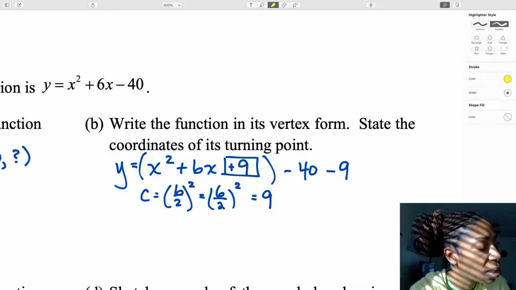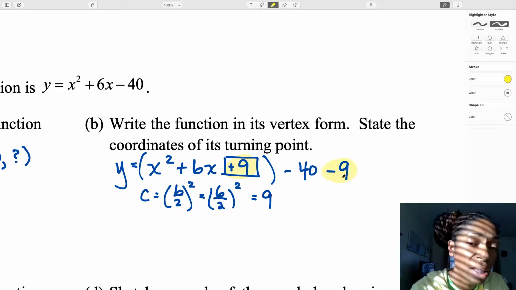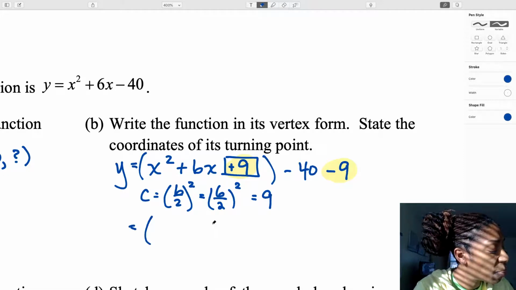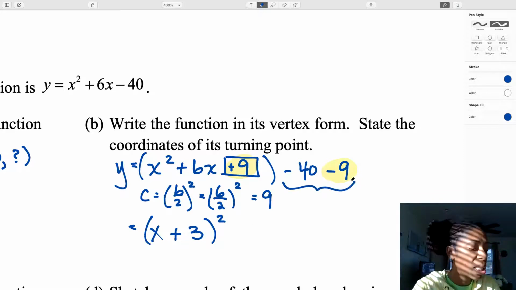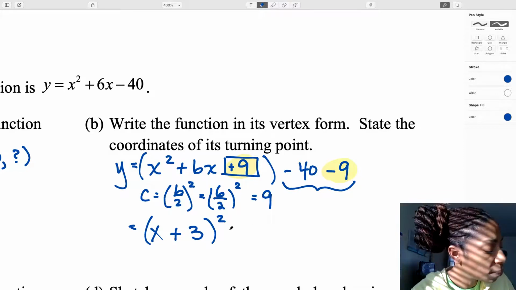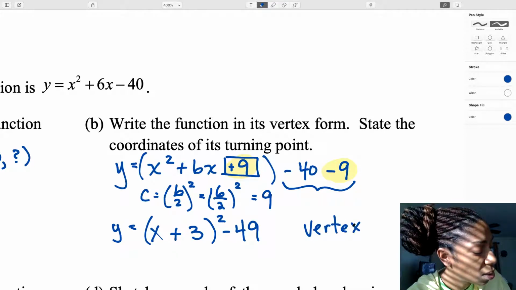Sometimes students forget to subtract. Whatever it is you added in here, you have to subtract it to keep the equation balanced. Now we rewrite it as a binomial squared: (x + 3) squared. And then we simplify. What is negative 40 minus 9? Negative 49. So our vertex is (-3, -49).